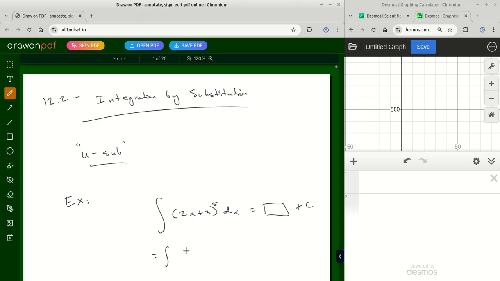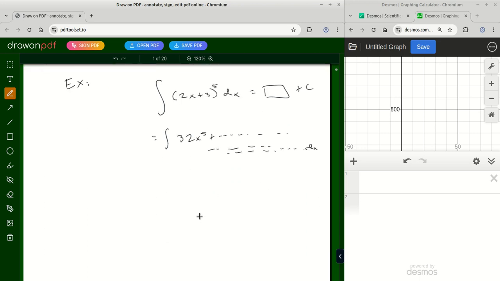So 2 times 2 times 2 times 2 times 2, 2 to the 5th, is a lot. I didn't even have this in my notes, so I'm just tossing it out here. I think it's 32. So if you actually wanted to do this, it's 32x to the 5th plus a long string of terms, dx, and then you find the integral. Oh my gosh, please don't do that.